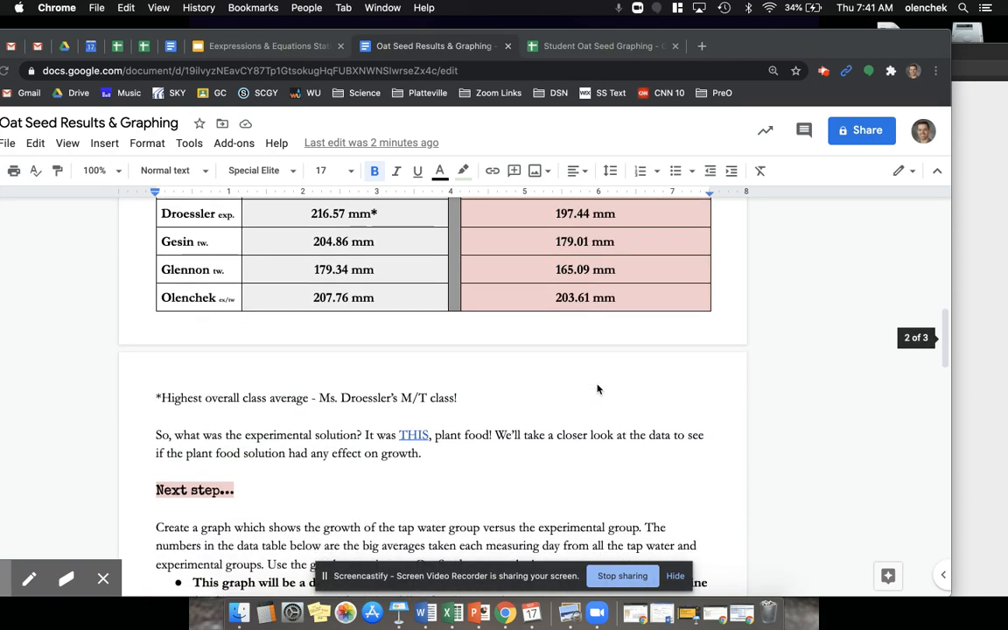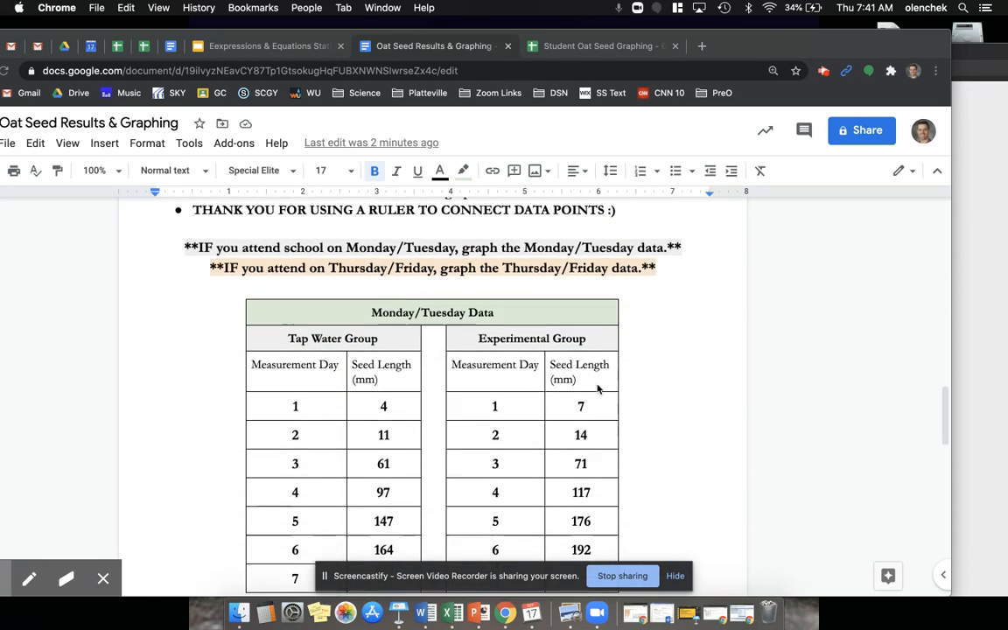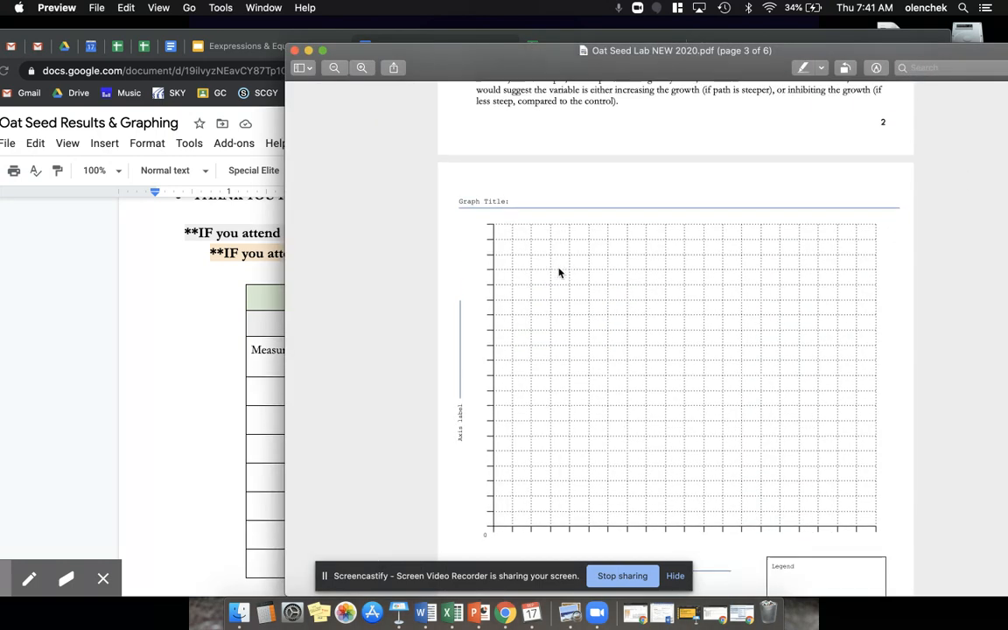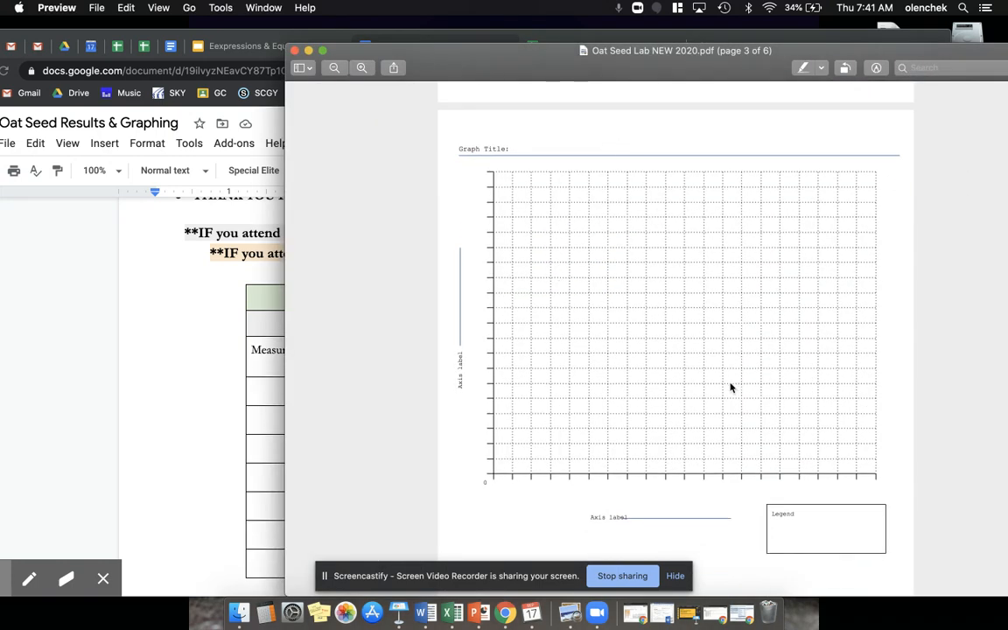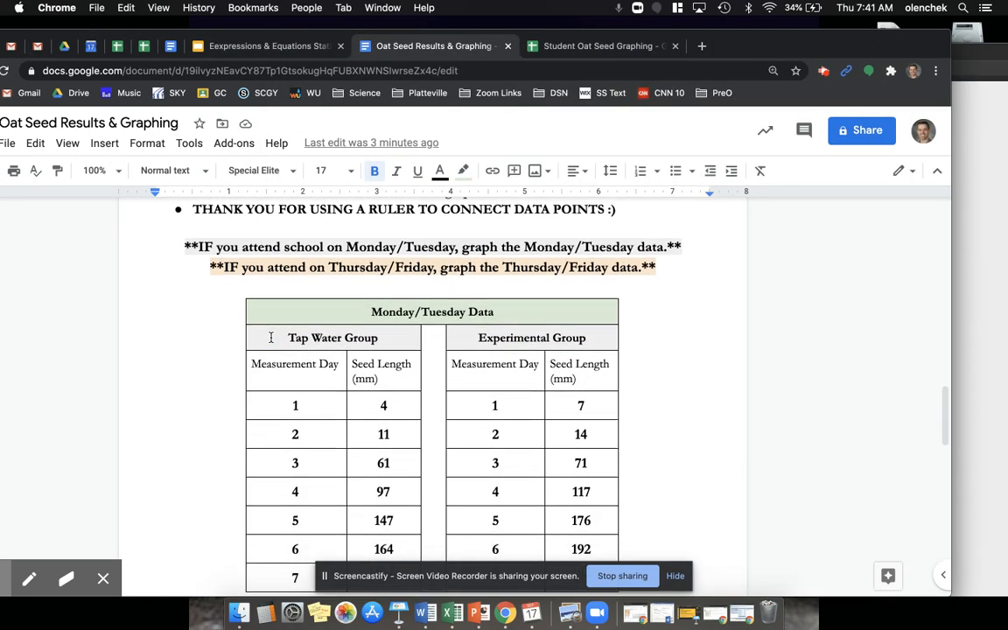Anyway, big task for today. I want you to look at the data on the next page, because you're going to create the graph that you see in your oat seed packets. I had you just isolate this page right here. This is the only one that I wanted you to keep. If you're watching this video, you're probably a Monday, Tuesday folk.